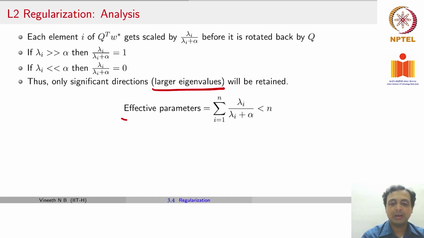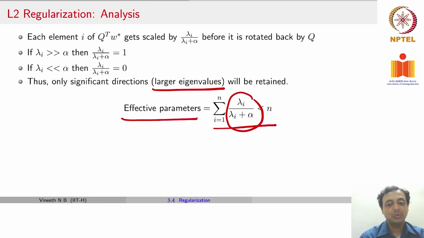And the total number of effective parameters is given by summation I equal to 1 to n of lambda I by lambda I plus alpha, which has to be less than n, because lambda I by lambda I plus alpha is a quantity less than or equal to 1. So the sum over all n elements will be less than n. Even if you had n parameters, or n components in your W star vector, the effective parameters will definitely be fewer than the number of components or dimensions that you had in your W star.